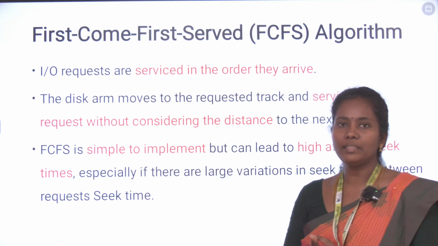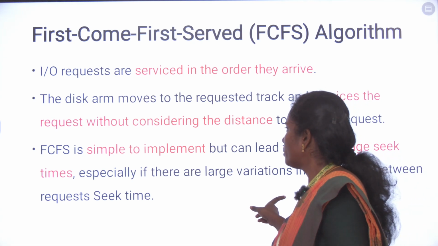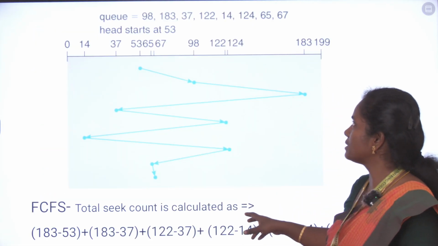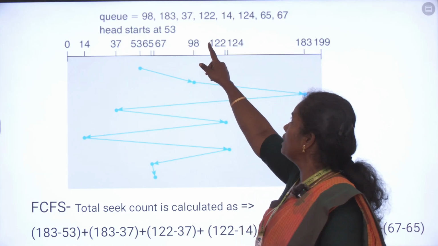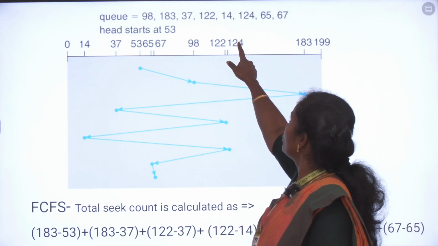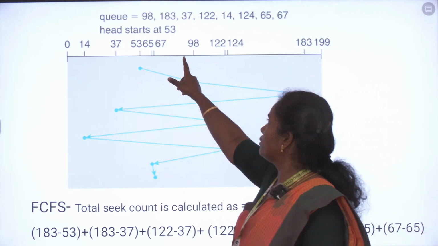It will serve only in the order in which requests arrive. That is the disadvantage of first come first serve, but it is easy to implement. For example, consider a queue with cylinder numbers 98, 183, 37, 122, 14, 124, 65, 67. The head starts at 53.